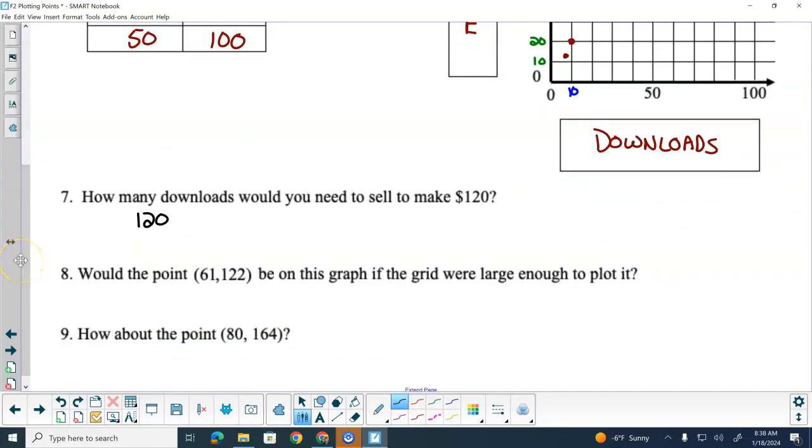So what is 120 divided by 2? No. 12 divided by 2. 6. And then throw an extra 0 on it, right? 60. So we would need 60 downloads to make that. Okay?